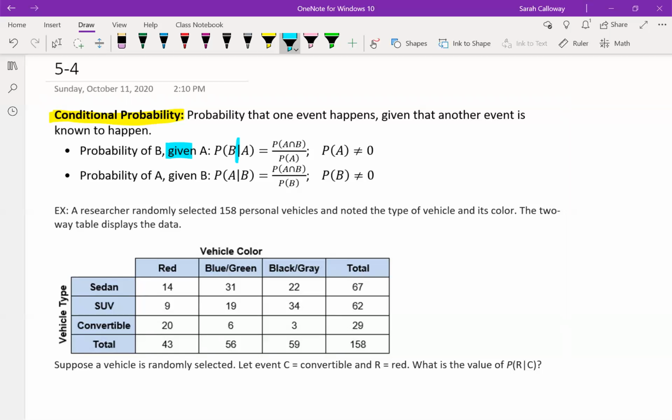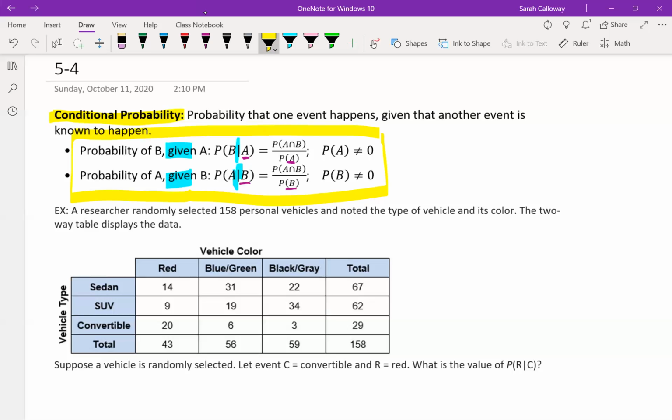It is the probability of the intersection of A and B, so that's the "and," where A and B are both true, divided by the probability of A. The way that I remember it is that the A comes last, so that's going to be the denominator value. Notice then that the probability of A given B has the same numerator, but the denominator is the probability B occurs because it was last. These are the two formulas for the probability of A given B and B given A.